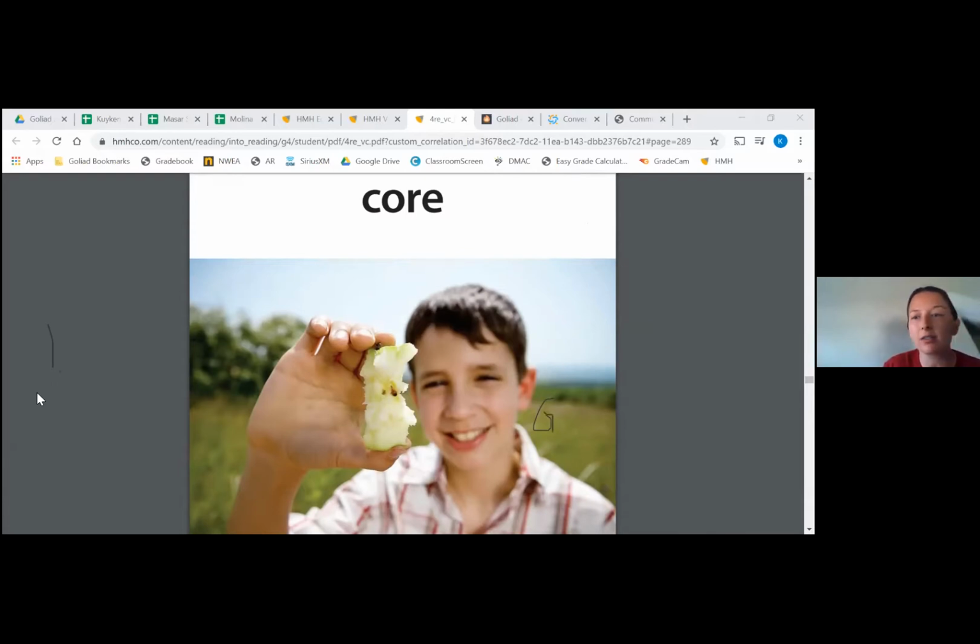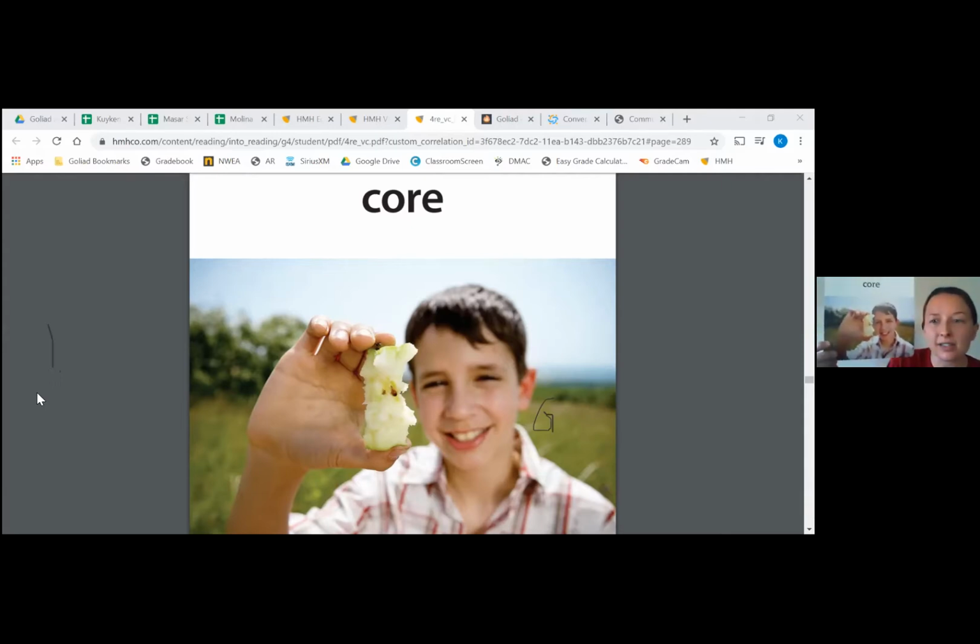Okay, the next one is core. What do we see in the picture, guys? The middle of an apple. Middle of an apple. And what do you call that, Natalie? The core. Okay. There you go.